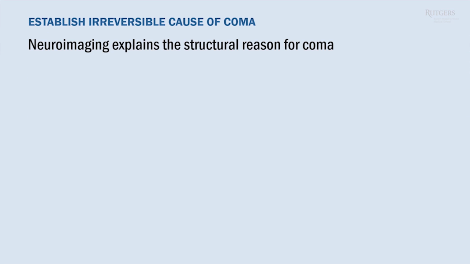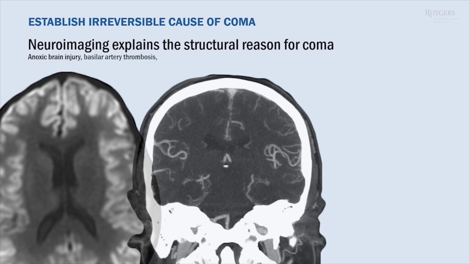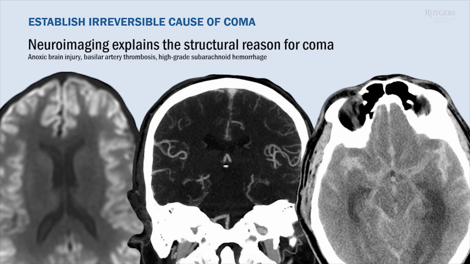First, we need to establish that there's an irreversible cause of coma. Neuroimaging can be very helpful here. Cardiac arrest, basal artery thrombosis, large hemorrhage, all of those qualify. If you don't know the cause of coma, you can't establish brain death.